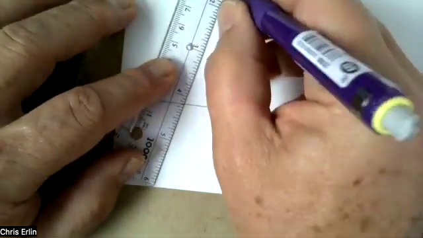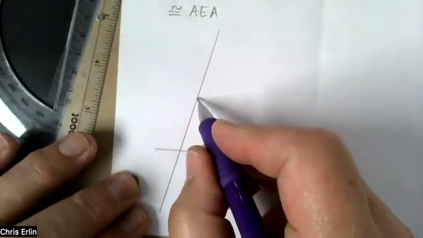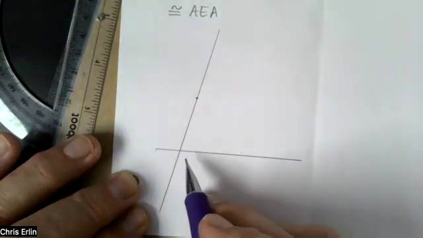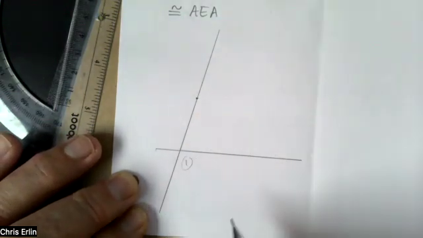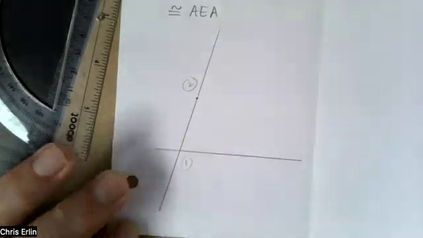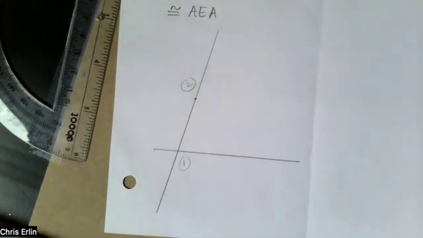Give yourself your transversal. And your dot should be kind of down here because we want to have room for, let's see, if we do this angle as angle 1, our angle 2 is going to be up here somewhere. Those are in alternate interior, alternate exterior locations.